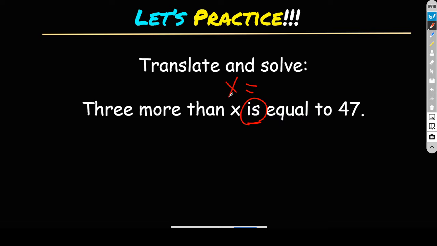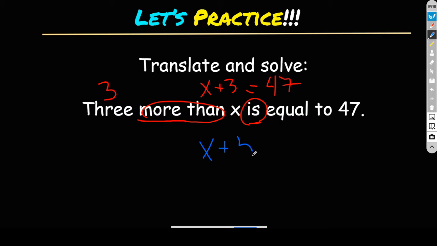So 3 more than x, let's say this is x, and we said 3 more than x. All that's on this side of the equal sign is equal to 47. So let me rewrite that and make it nice and neat. x plus 3, that means 3 more than whatever that x is, equals 47.